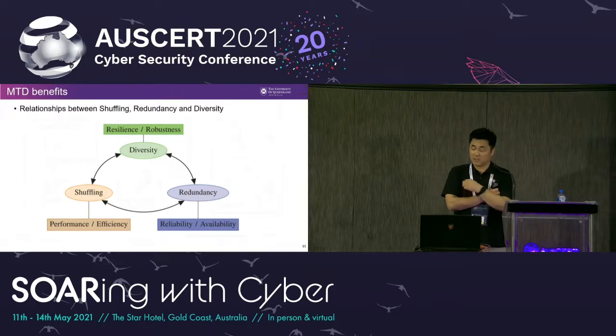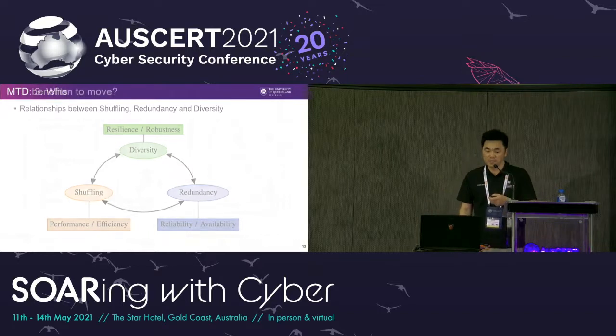The redundancy can help to increase the reliability and availability of systems. And the diversity can enhance the resiliency and robustness of the systems and networks. That's the benefits. Also, they have drawbacks. I'm going to talk about that soon too.